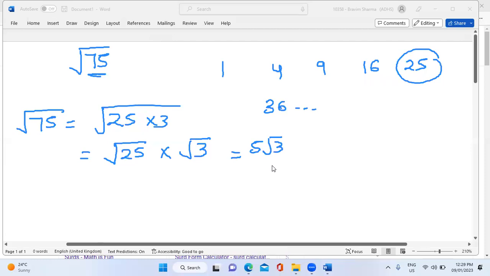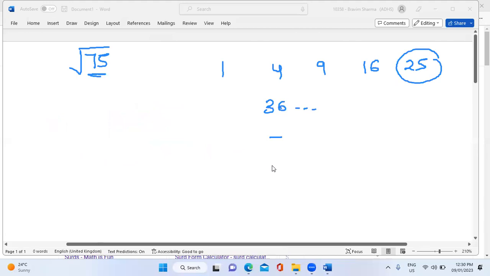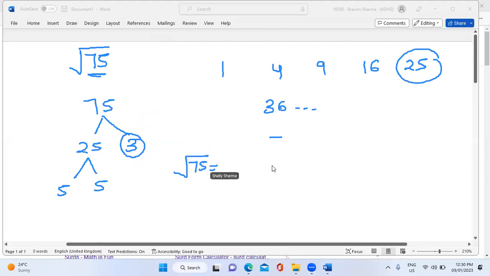The other way is, I can try to generate a factor tree for this square root of 75. So I know 75 is 25 times 3. 3 is a prime number. 25 can be written further as 5 times 5. So basically 75 is 5 times 5 times 3, and its square root will be like this.